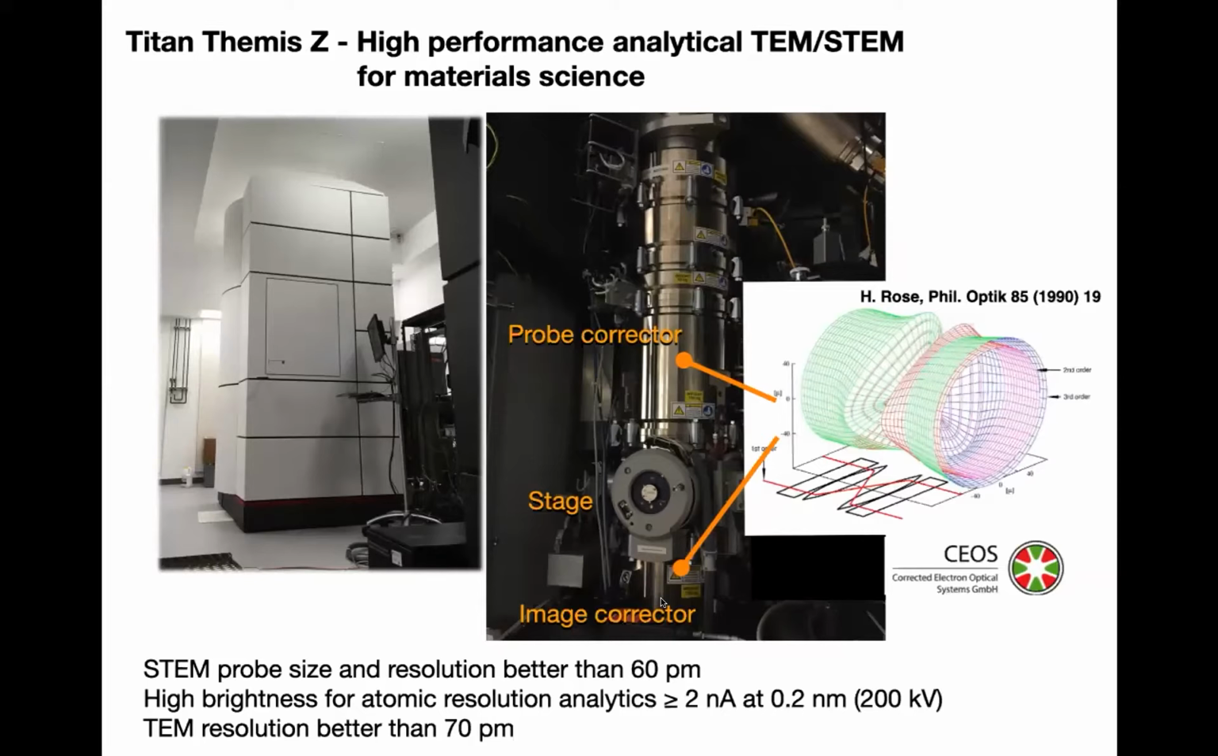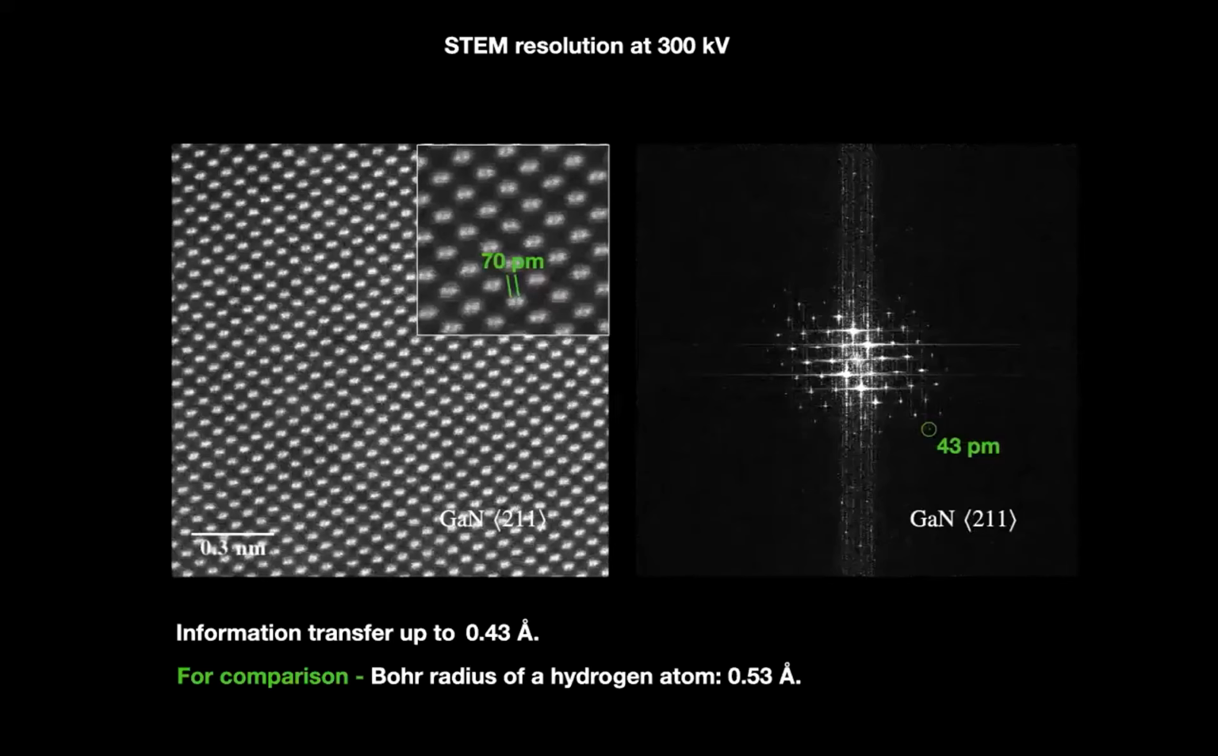And with these aberration correctors now we go to deep sub-angstrom resolutions. The STEM probe size can be better than 60 picometers in this case, and a TEM resolution better than 70 picometers. So here's just one example, a typical benchmark, gallium nitride dumbbells. These are closely neighbored atomic strings of gallium atoms in this case, basically. And their separation of 70 picometers is easily seen in a direct image of the microscope.